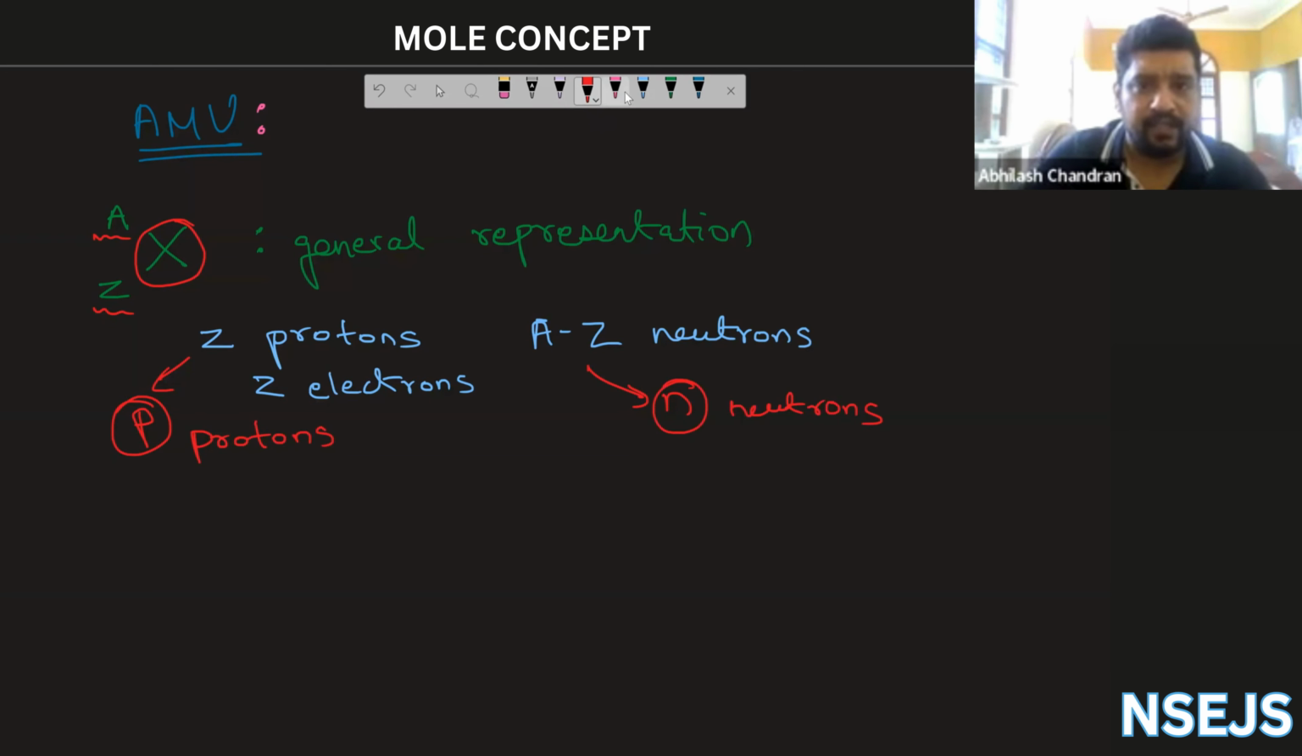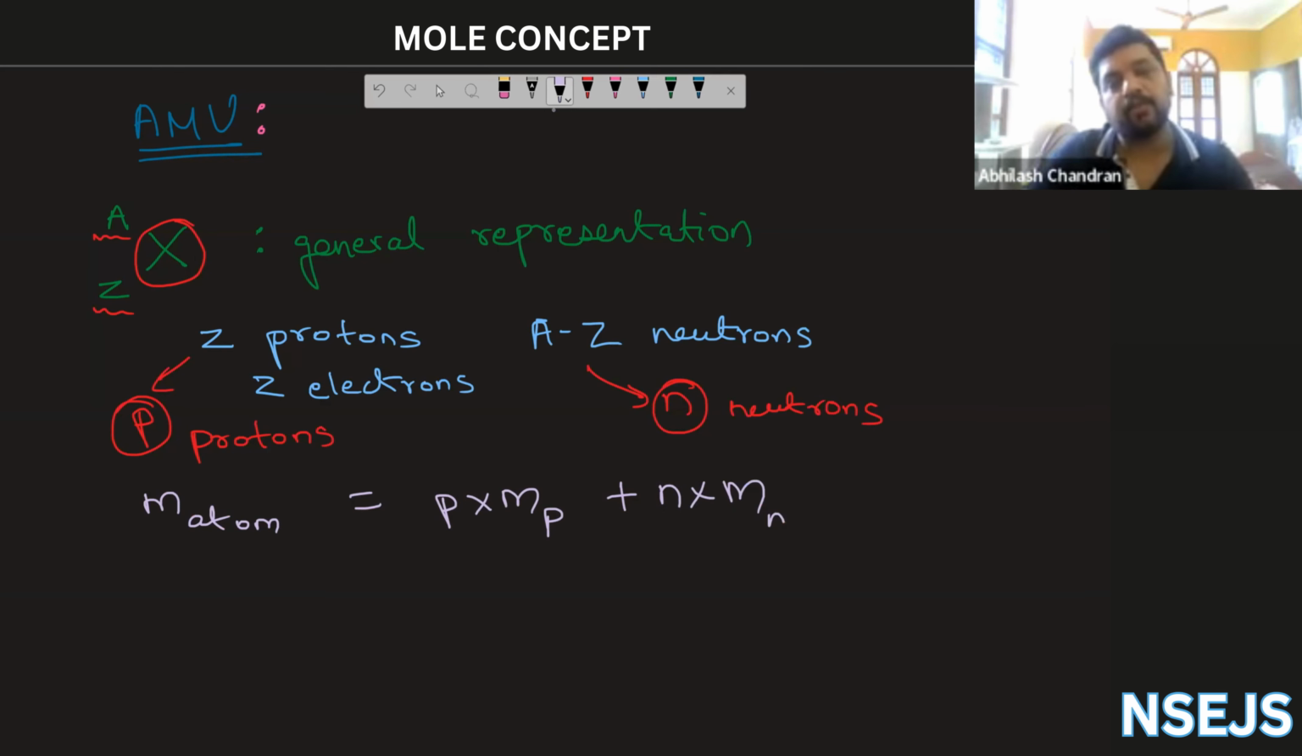But we have already established that when I'm speaking about the mass of an atom, we can ignore electrons because they are way too light. So we can say that the mass of an atom of X will be equal to P times the mass of a proton plus N times the mass of a neutron. Of course, this is not exactly equal, it is approximate. There are multiple reasons for this, not just because we have ignored the mass of electrons. There are other reasons also why this is not exactly equal. We'll come to that shortly.